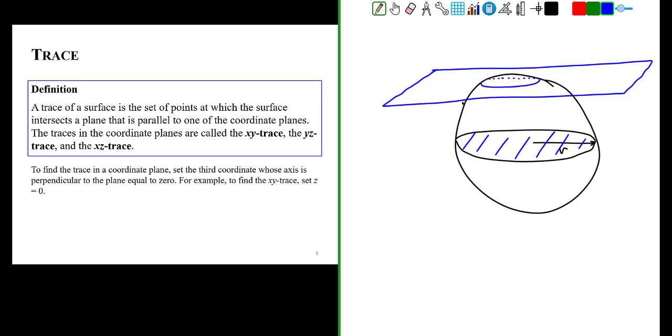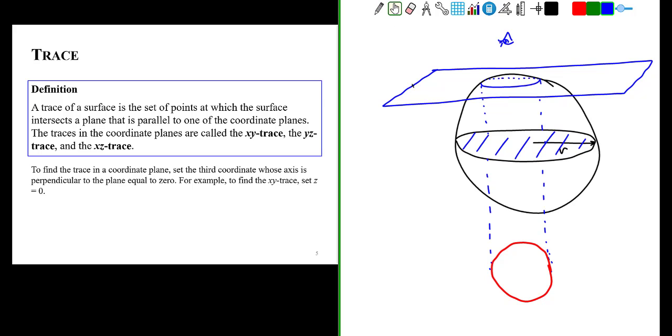Notice what's produced there. In slicing the sphere at that point, we end up producing a trace. If our vantage point was up here and we are looking straight down on the sphere, you would see that where the plane sliced the sphere would look like a circle from that vantage point.